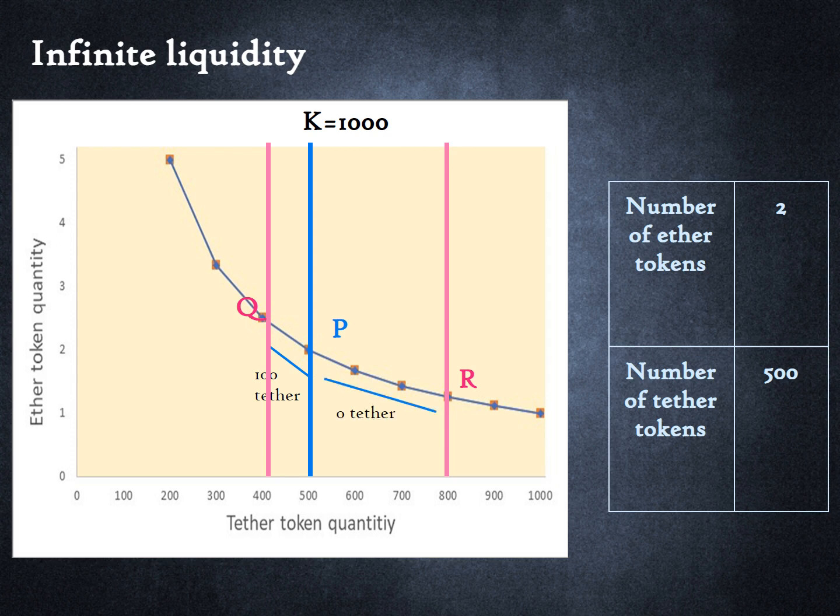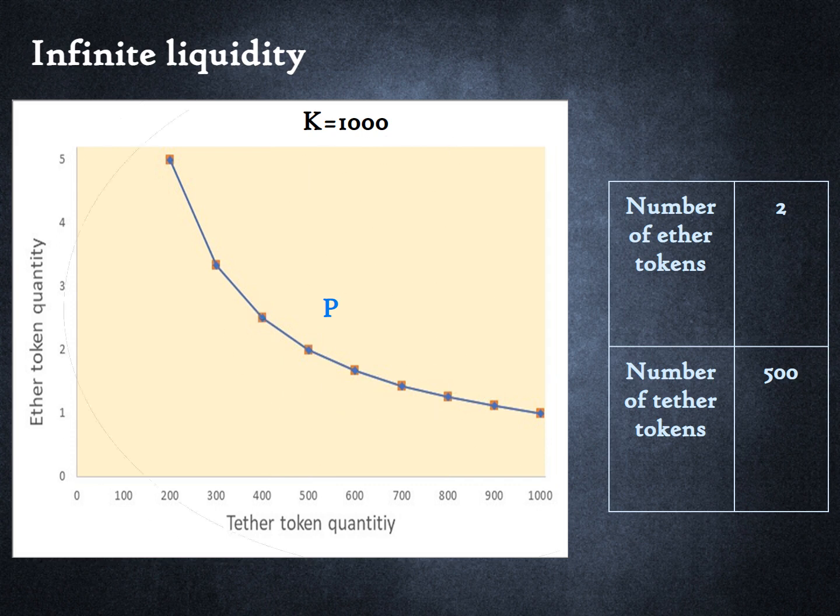What about between point P and R? By the same logic we discussed in the previous slide, there is no Tether to the right of point P. We can now answer the original question. How many tokens of each type are available between point Q and point R? The answer is 0.75 Ether and 100 Tether.